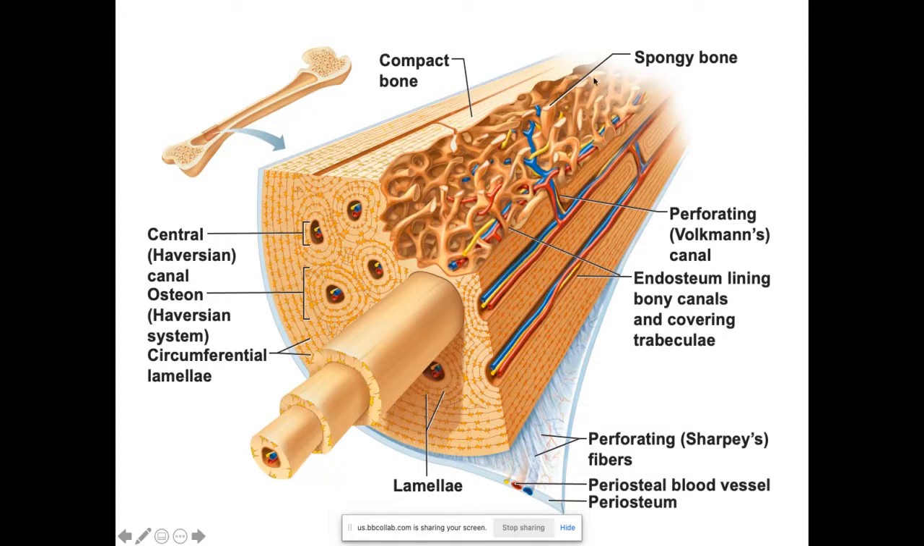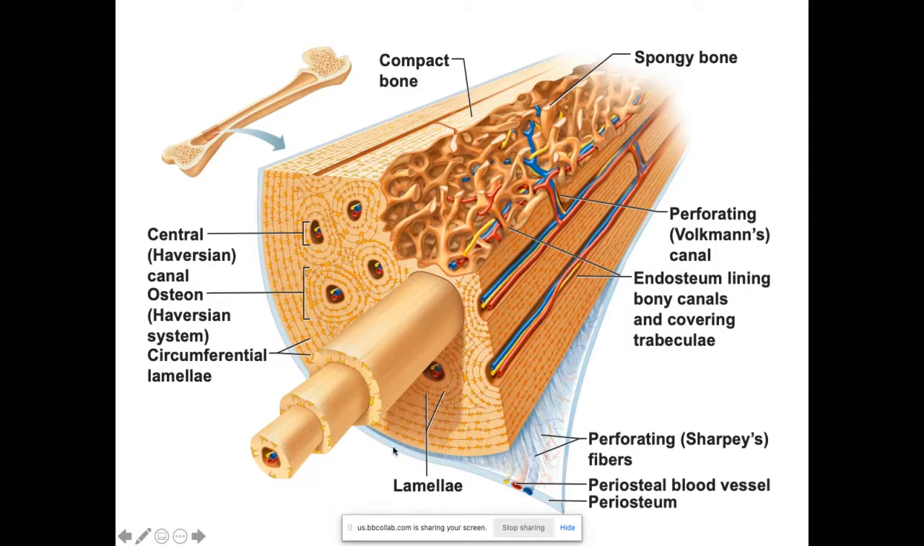Okay, so here, this is spongy bone. It's called trabecula. It's very porous looking. But here, it's compact. So this part here is compact bone. Spongy, spongy. The outer layer of the bone, the outside of the bone, is called the periosteum.